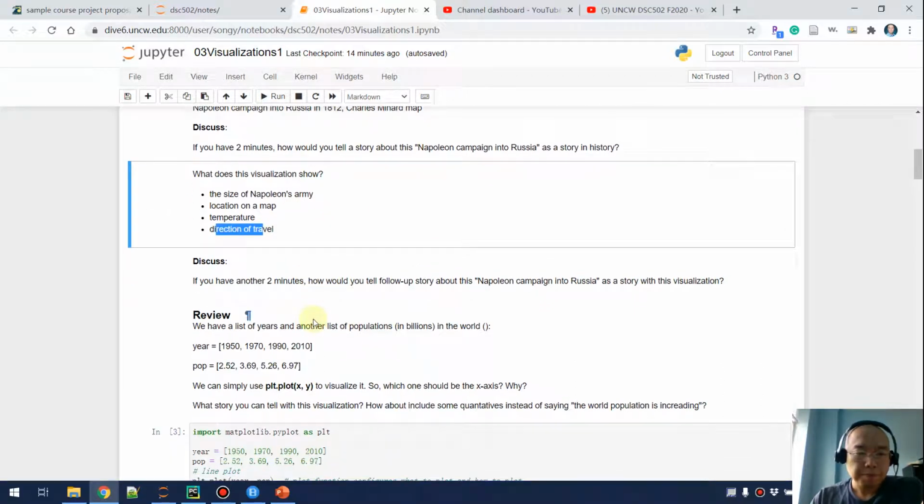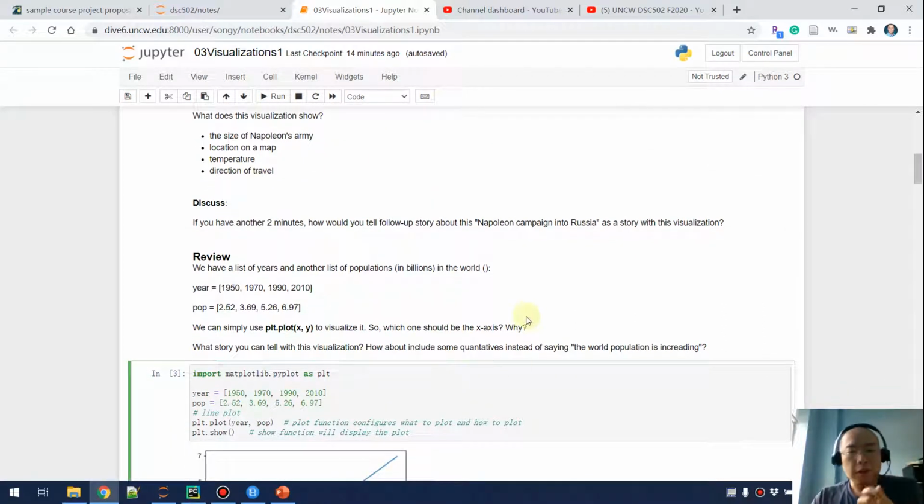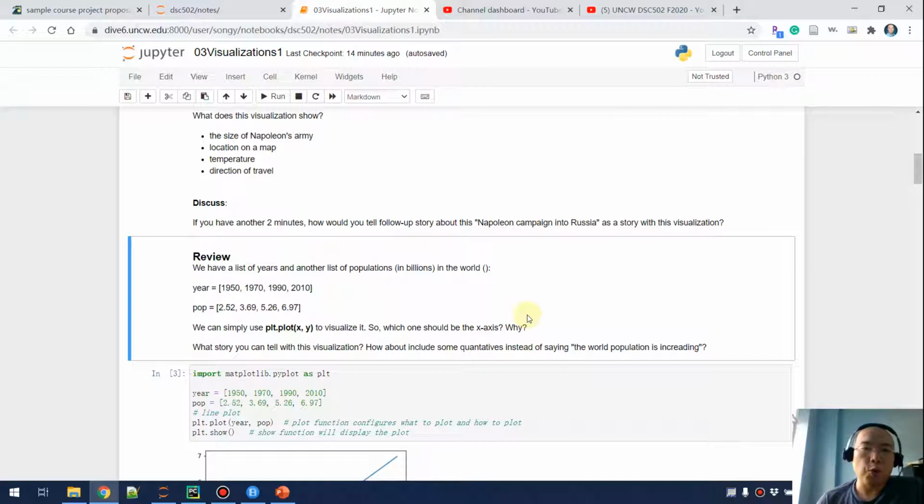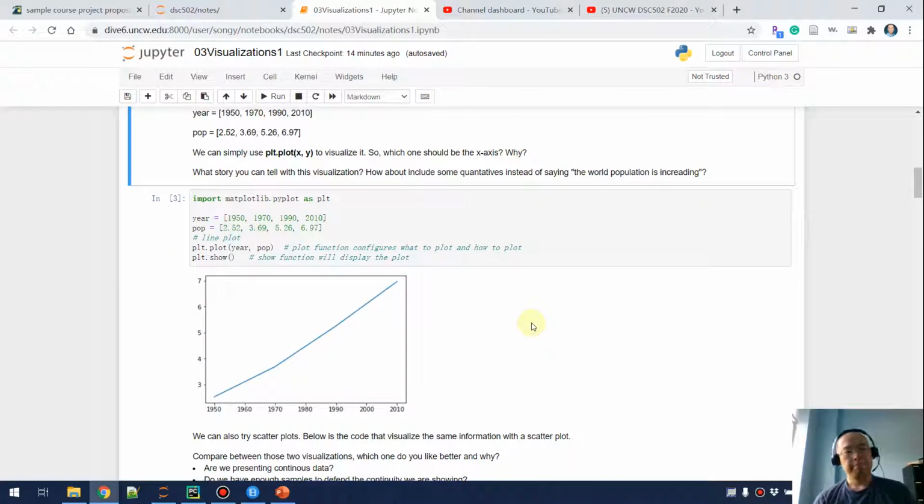This is part of the knowledge you should already have learned from Dr. Brown's course, where he talked a little bit about matplotlib. Say we have 4 years, and the world population of those 4 years in billions, then we can easily do a line chart.